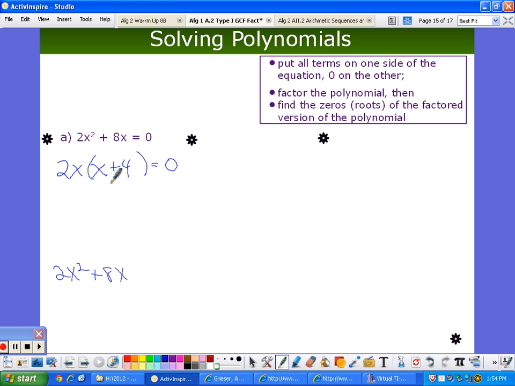Now let's go back to our zero product property, which says if you're multiplying stuff and you get 0, each factor could have been 0. So my first factor is over here, and my second factor is over here. I solve each of them for 0. 2x equals 0, what's x? 0, right? You can divide by 2 if you want to. 0 divided by 2 is 0. What about this one? X equals -4. What are the solutions to this equation?